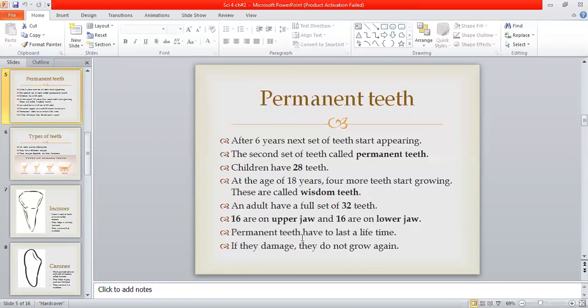Permanent teeth have to last a lifetime. Repeatedly I'm saying this, they have to last till the end of your life. So if they are damaged, they do not grow again.